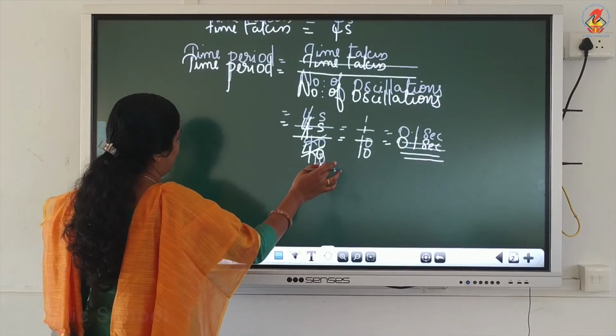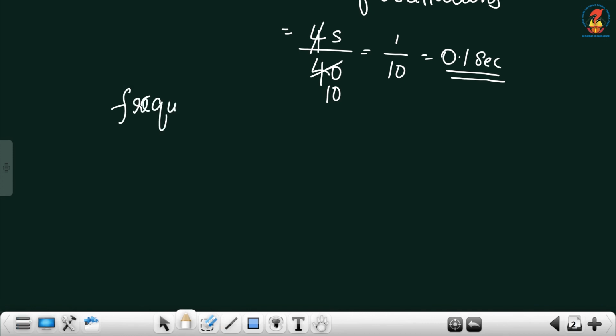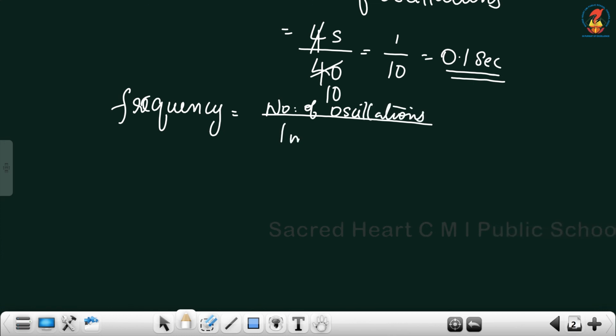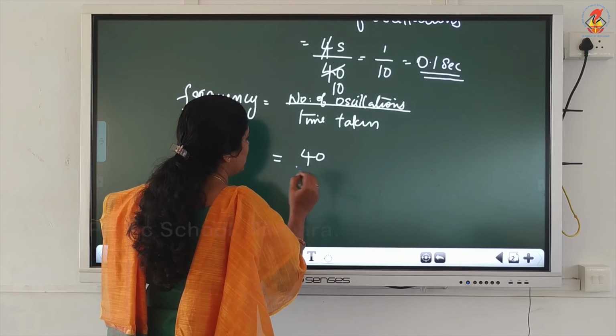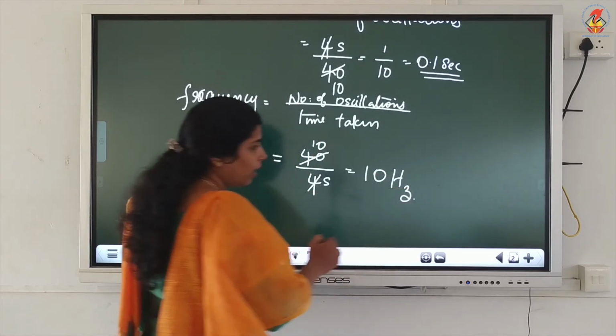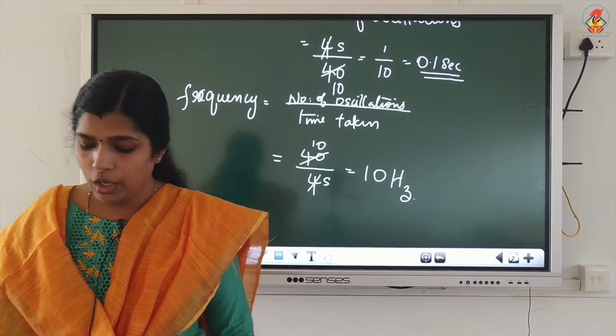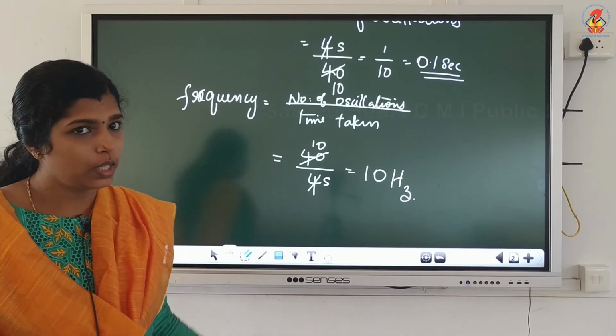Now, we need to calculate the frequency. So, we will write the equation. Frequency equal to number of oscillations divided by time taken. So, how many oscillations? 40 oscillations in 4 seconds. So, the answer is 10 hertz. In the same way, you can do question number 6 also.